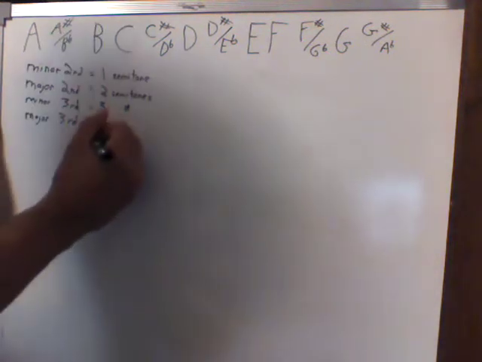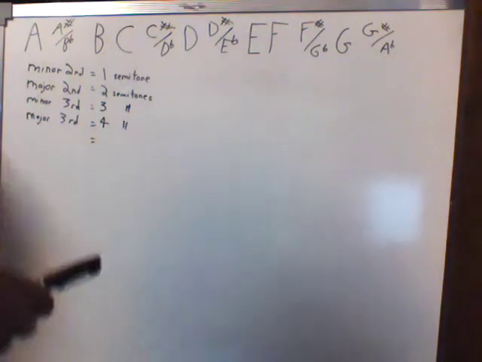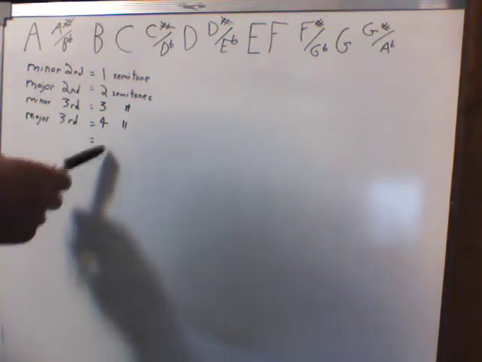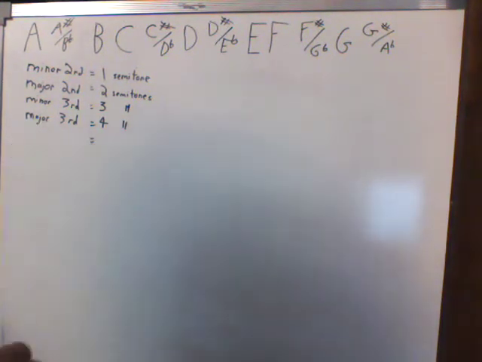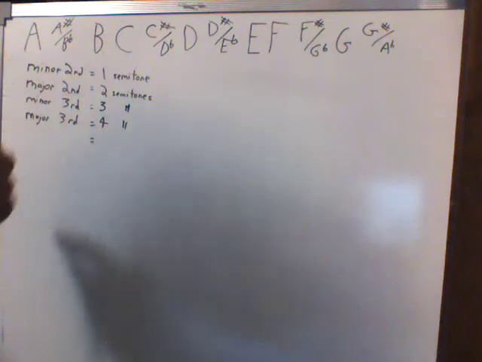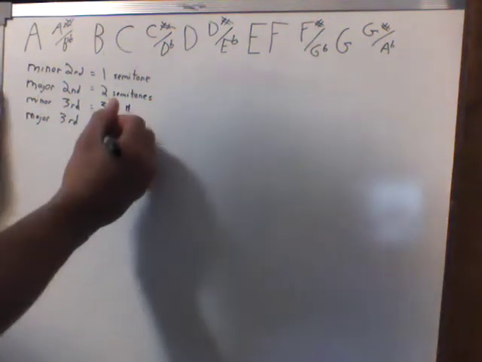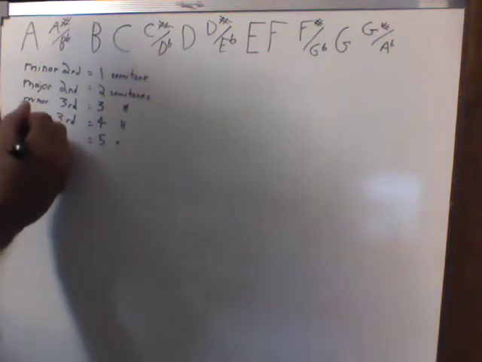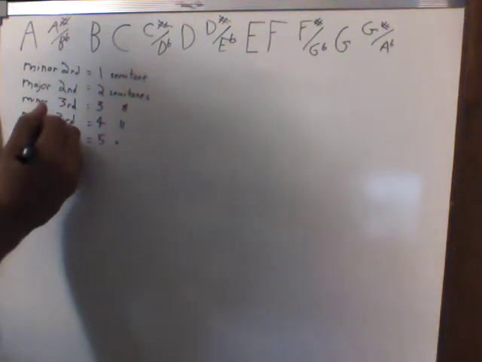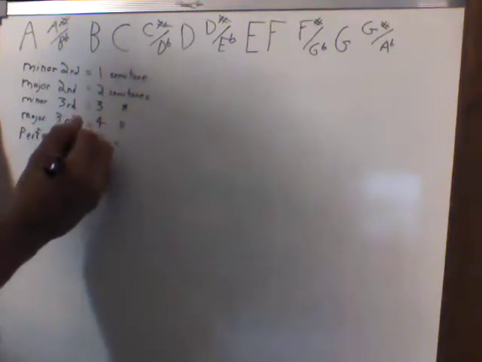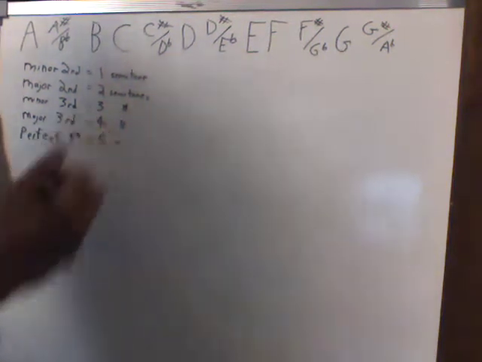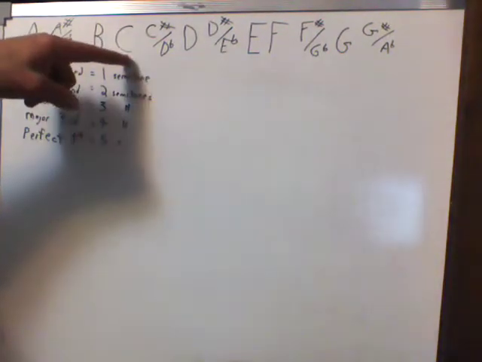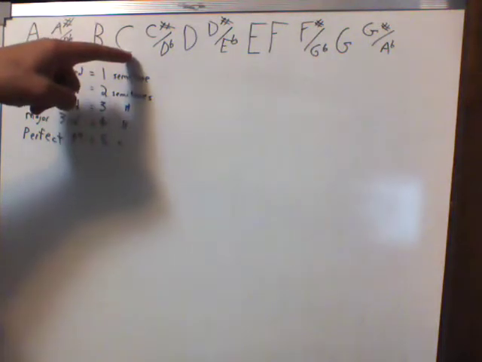Okay, now, the next 3 intervals are a little bit different. They deviate away from this minor-major pattern. Okay, 5 semitones. That's called a perfect fourth. A perfect fourth. So if I said go up a perfect fourth from C, that would be what?